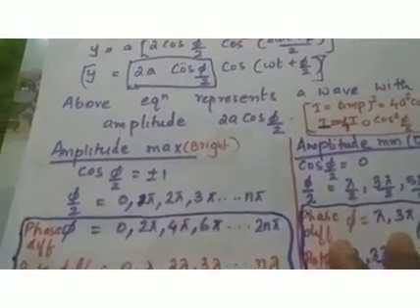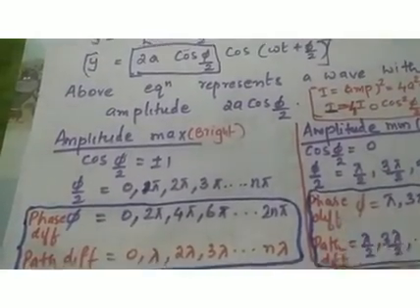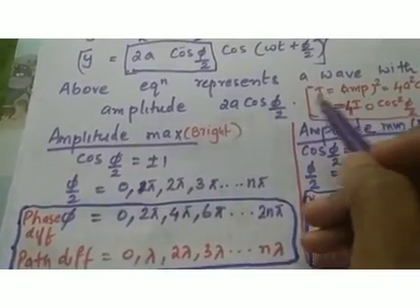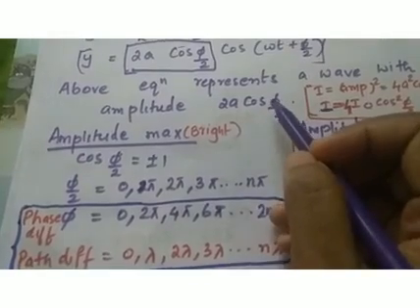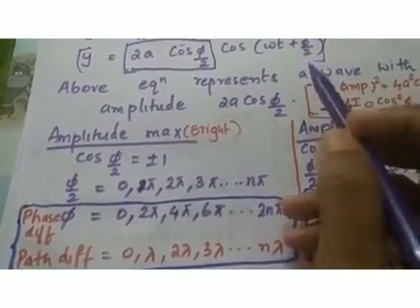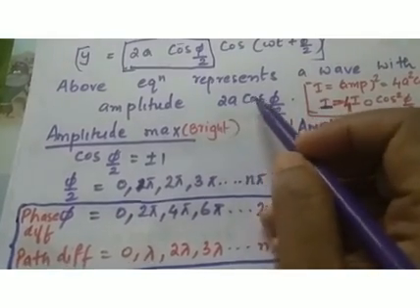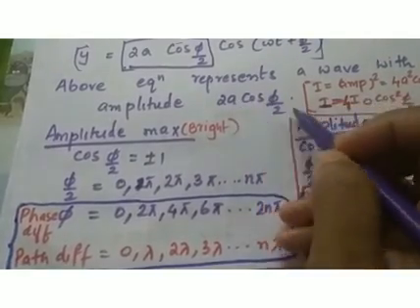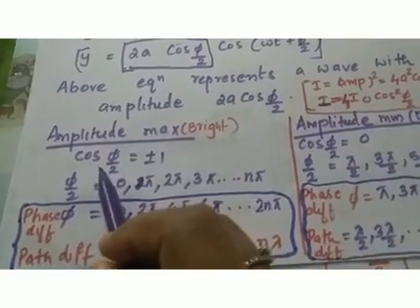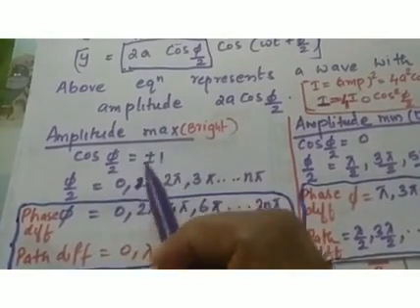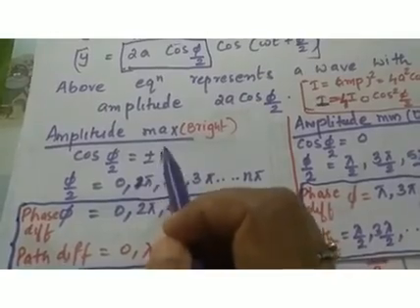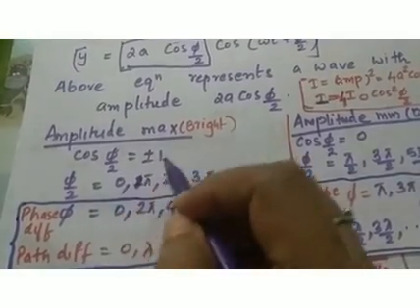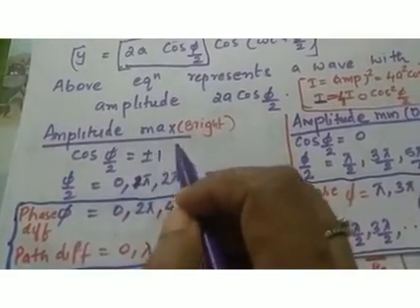So when is this amplitude maximum? Amplitude will be maximum when cos phi by 2 is maximum. That means the maximum value of cos phi by 2 is plus 1 or minus 1. The amplitude is 2a cos phi by 2, and this amplitude will be maximum when cos phi by 2 is equal to plus or minus 1. At these points, cos phi by 2 will be maximum.